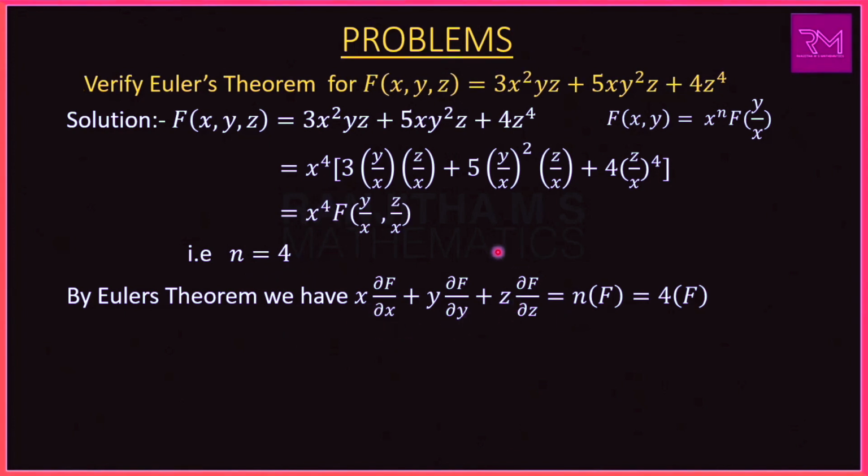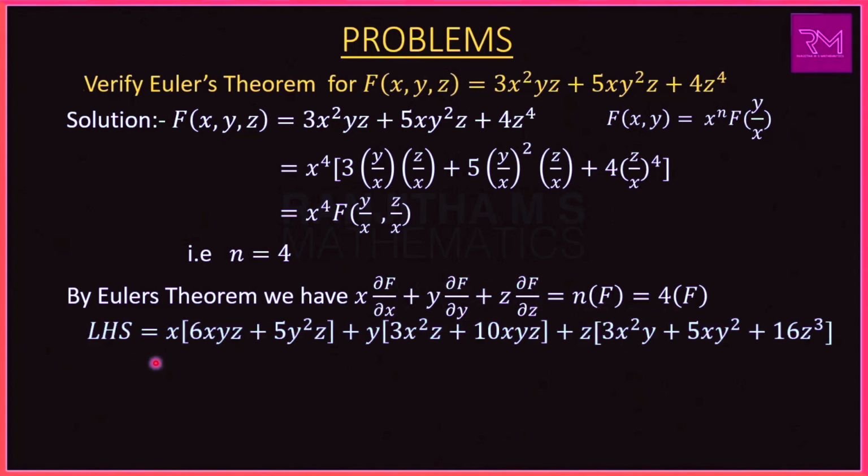We have to show that Euler's theorem value is equal to n into u. Here Euler's theorem for the standard function we have derived is x into del u by del x plus y into del u by del y, which is equal to n into u, for a function of x and y. Here we have f of x comma y comma z. So we have to apply Euler's theorem for x, y, z as x into del f by del x plus y into del f by del y plus z into del f by del z, which is equal to n into f, where n is nothing but 4.